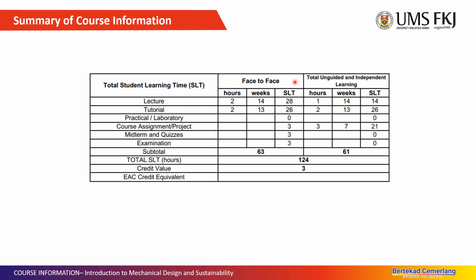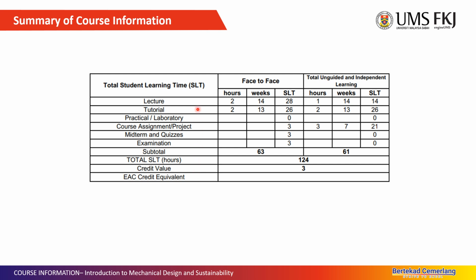Okay, for the total student learning time, we have two columns. One is face-to-face, which means you come to the class with the guidance of the lecturer. Another one is total unguided and independent learning, which means you are learning by yourself. So we have hours, weeks, SLT (student learning time), and then lecture, tutorial, practical, laboratory, course assignment, project, midterm and quizzes, examination. Then we have the subtotal of SLT, total number of SLT in terms of hours, and then the credit value and ESC credit equivalent.